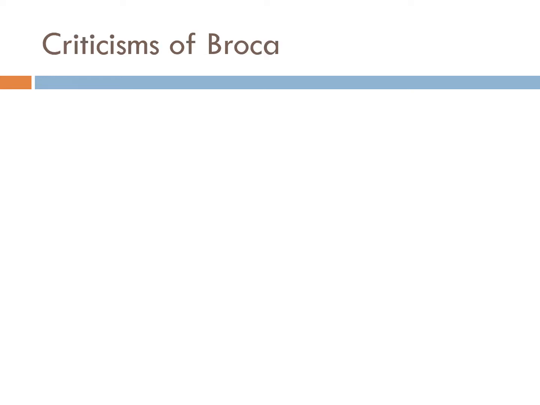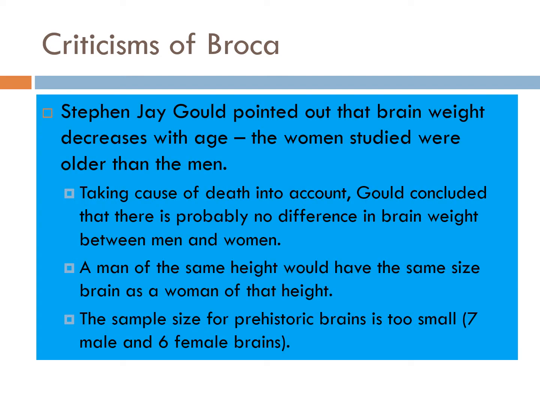So some of the criticisms that Gould pointed out with Broca's work was that brain weight, we know, decreases with age. So the women used in Broca's studies were actually a lot older than the men that were used. So naturally, their brains are going to be a little bit less weighty. Taking cause of death into account, Gould concluded that there's probably no difference in brain weight between men and women, right? A man of the same height would have the same size brain as a woman of that height.